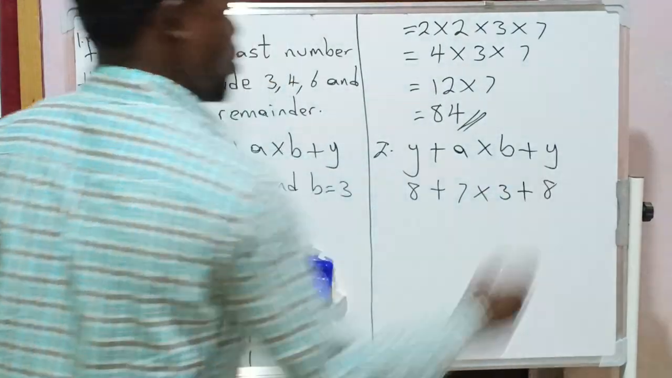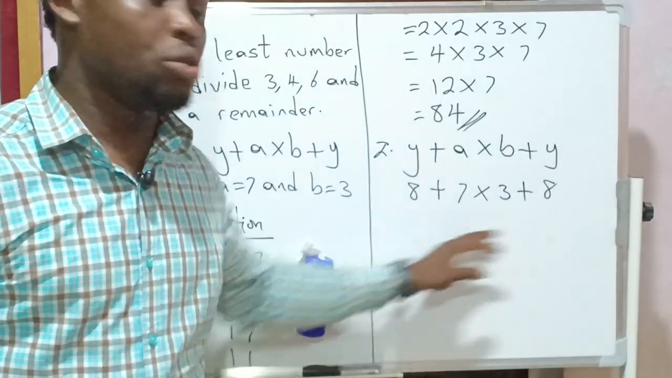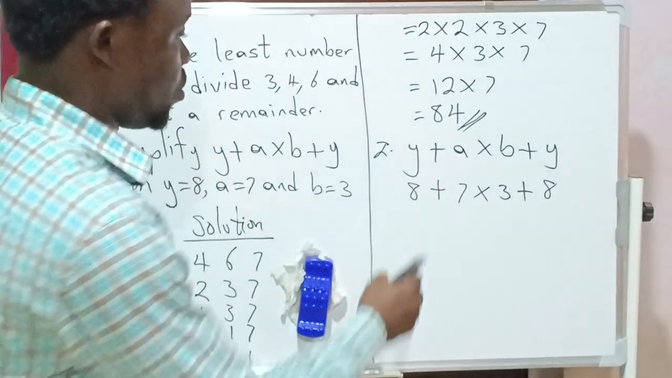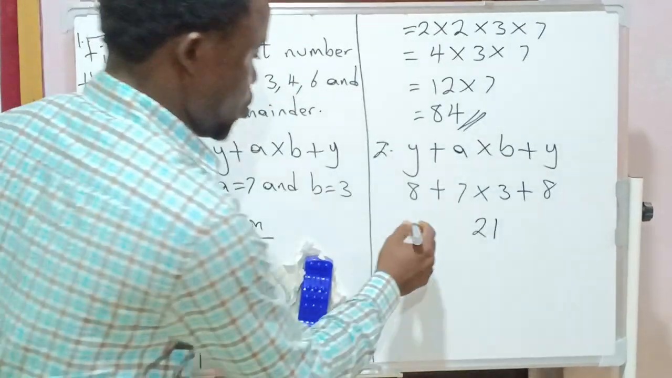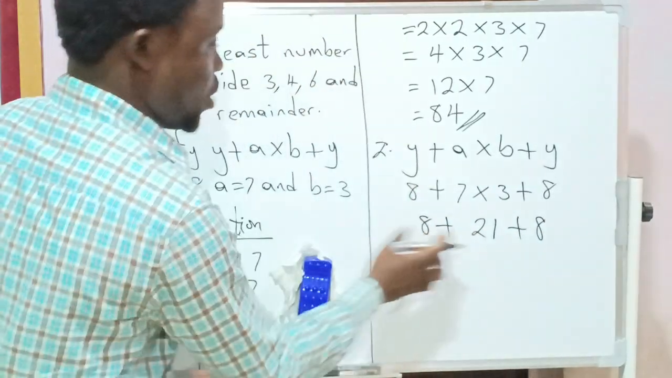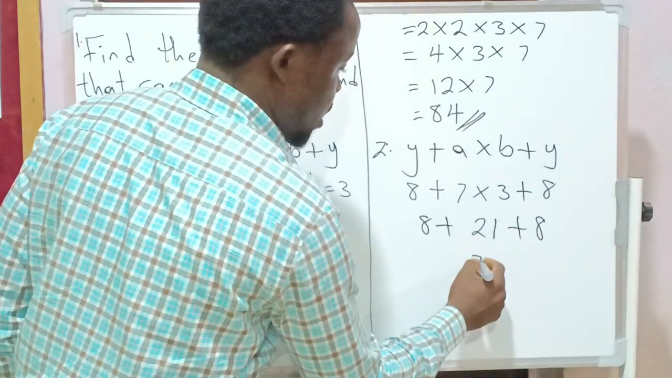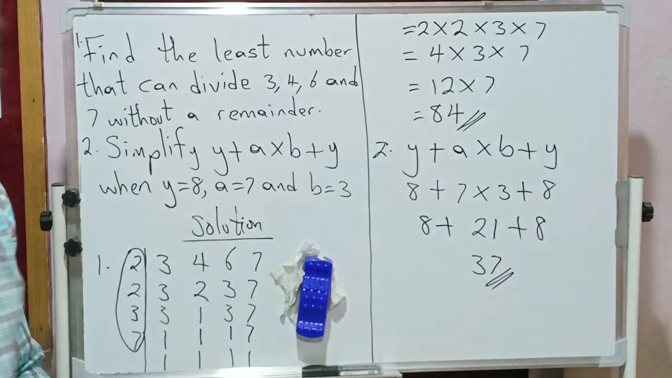8. So now I need to be very, very careful here so that I won't muddle things up. So first thing I need to do here is the multiplication, which is the 7 times 3, which is what? 21. So I have 8 plus here, and I have plus 8. So 8 plus 21 is 29. 29 plus 8 is 37. So this is the value. Can you see that? Thank you.